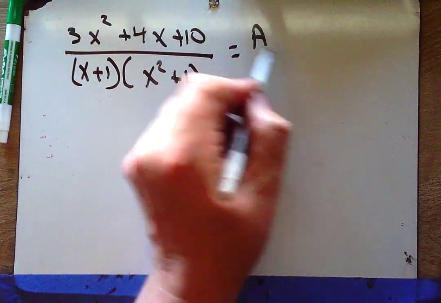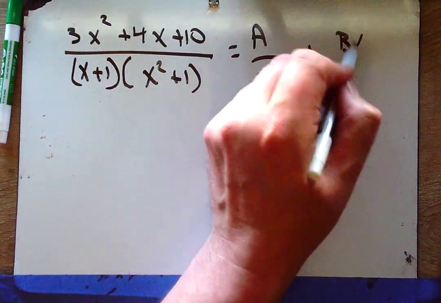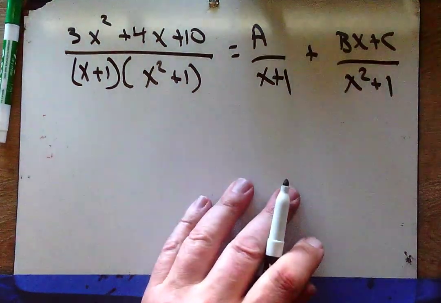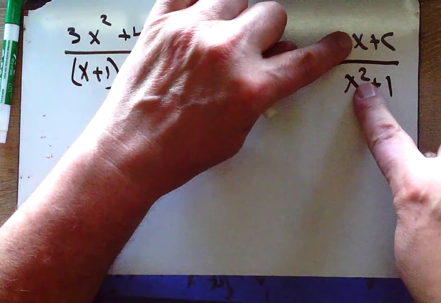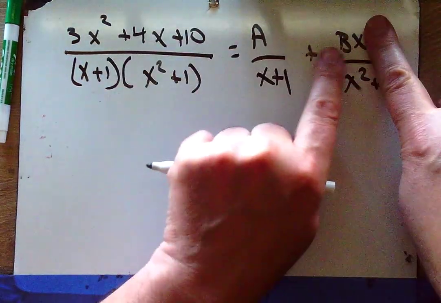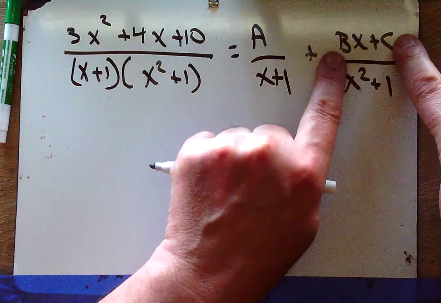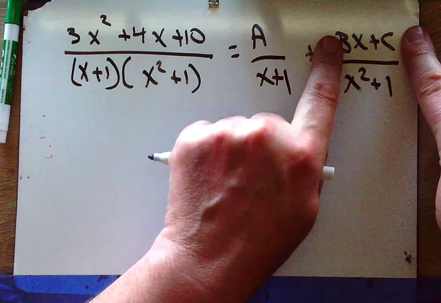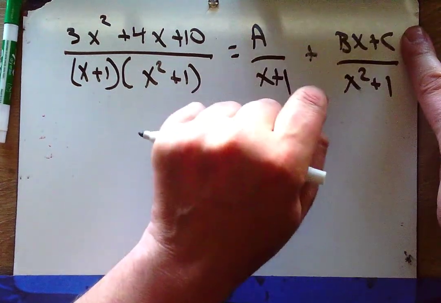So my setup is a over x plus 1 plus bx plus c over x squared plus 1. Remember, I need something that's 1 degree less than this thing on top. And not all lines go through the origin. Some are shifted up, some are shifted down. So I need to have the widest possible options in setting this thing up.